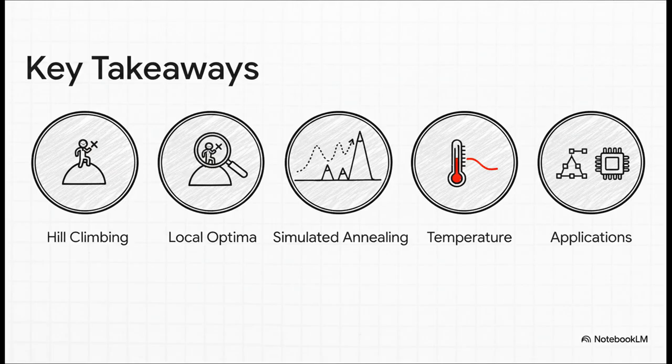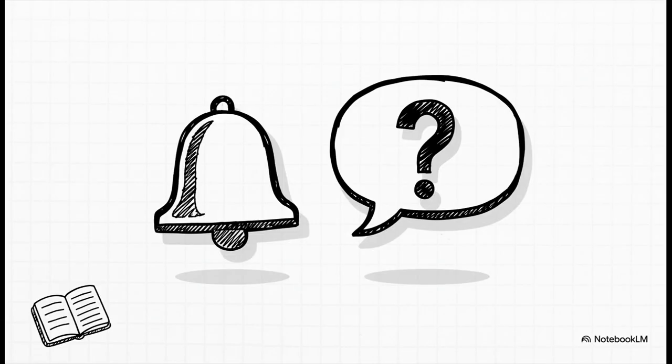And this isn't just theory. This stuff is used to solve massive, real-world optimization problems. Everything from scheduling airline flights to designing the very computer chips in the device you're watching this on. And that's our look at hill climbing versus simulated annealing.